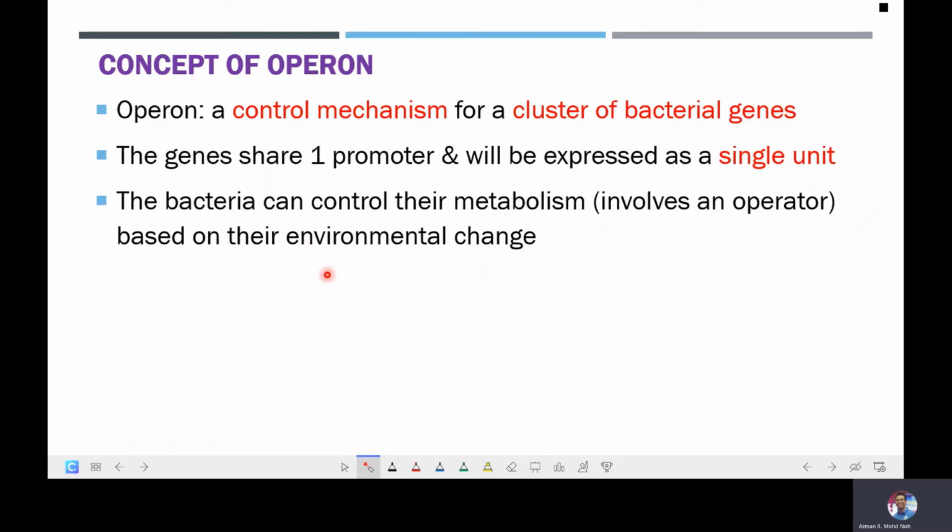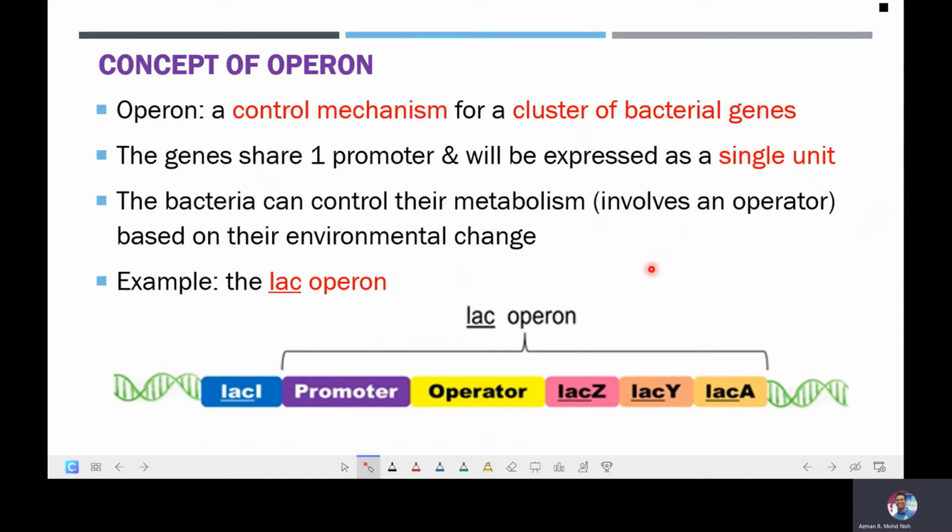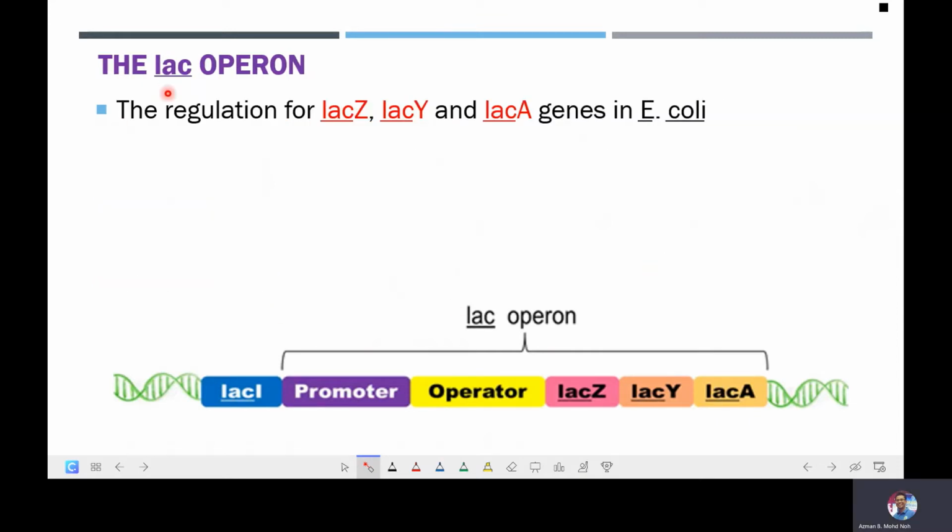And so if there is no need for the bacteria to produce a type of protein, then there will be no need for any transcription and translation. There are many types of operon actually for the bacteria, but one example that we have to know will be the Lac Operon. So what is the Lac Operon?